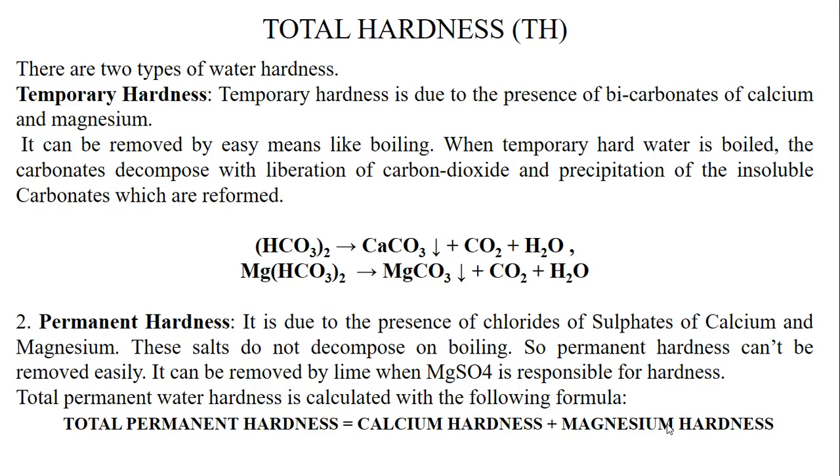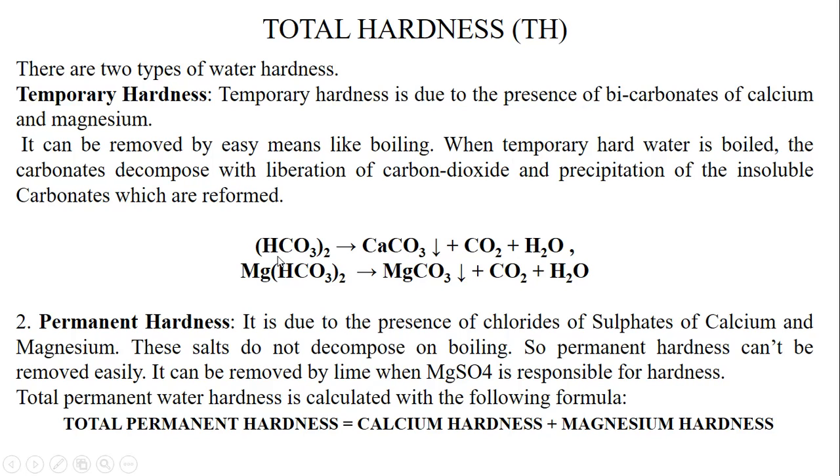So then total hardness. There are mainly two types of hardness in any given water, especially water from hard rock terrain. That is temporary hardness and permanent hardness. Temporary hardness is due to the presence of bicarbonates of calcium and magnesium, whereas the permanent hardness is due to the presence of chlorides and sulfates of calcium and magnesium. The temporary hardness can be removed very easily by means of boiling. When the temporary hard water is boiled, the carbonates decompose with liberation of carbon dioxide, and the insoluble carbonates are precipitated.